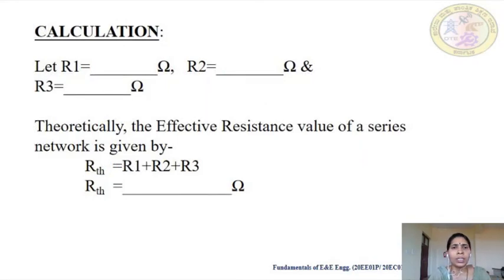Let's do the theoretical calculation for the known values of resistors. So we know the values of resistances R1, R2 and R3. Find out the theoretical value. The effective resistance value of a series network is given by RTH is equal to R1 plus R2 plus R3. That is, in a series circuit, effective resistance is equal to the sum of the individual resistances. So the values will be in ohms.